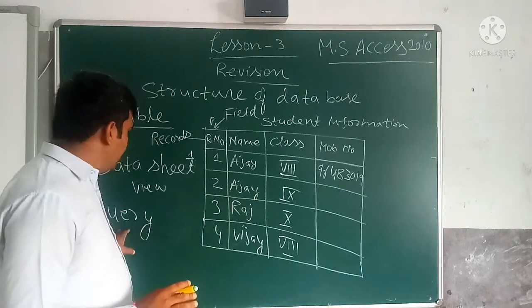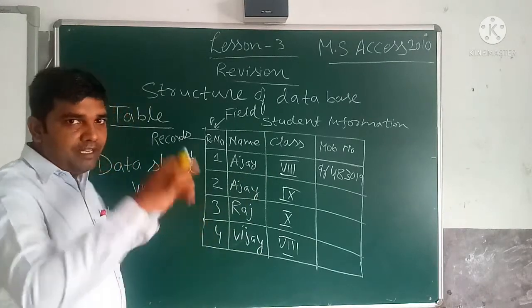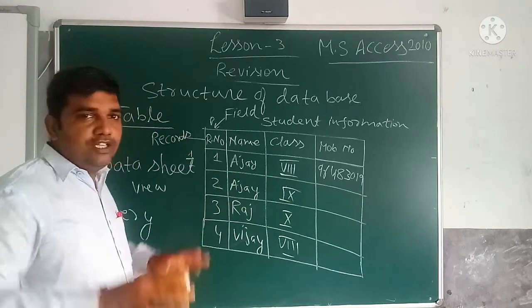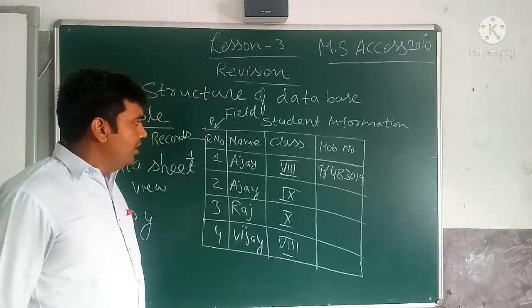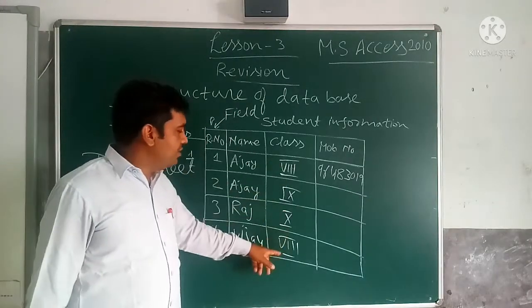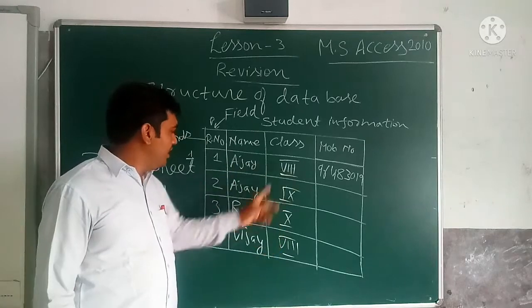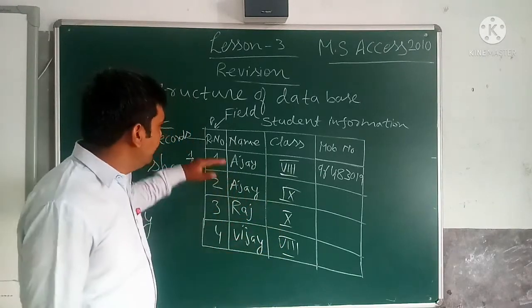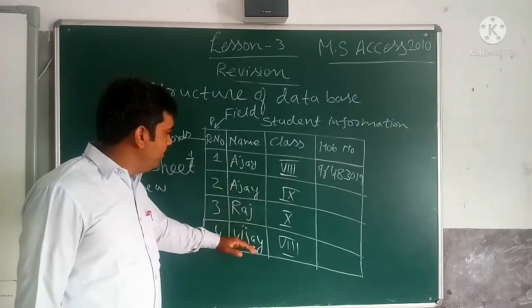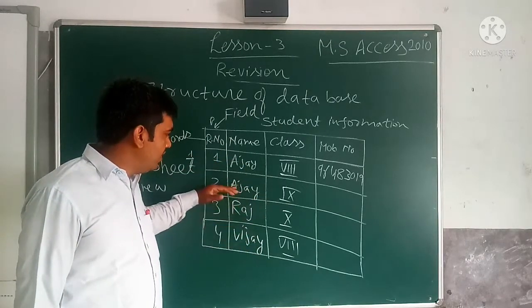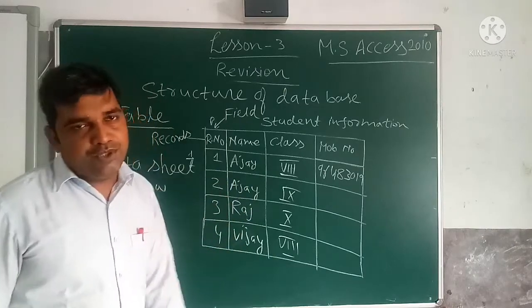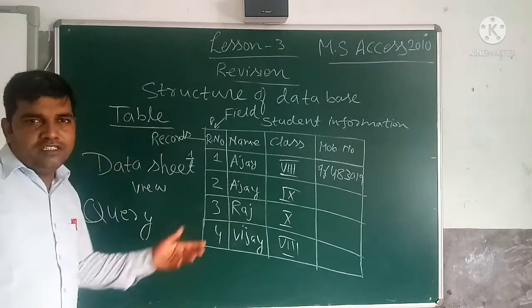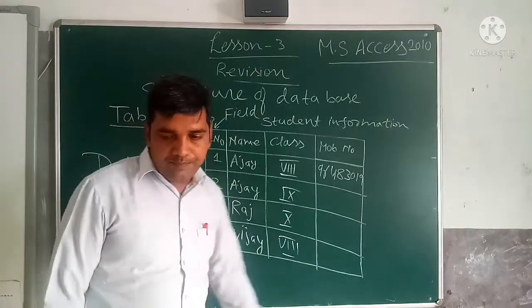So if I generate this query, this query will create a table for us which will contain only those records in which the value for the class is 8. That table will display only 2 records, Ajay and Vijay. So I will get the table which has only these 2 records, and record numbers 2 and 3 will not be shown in the query table. So that is what we use the query for.